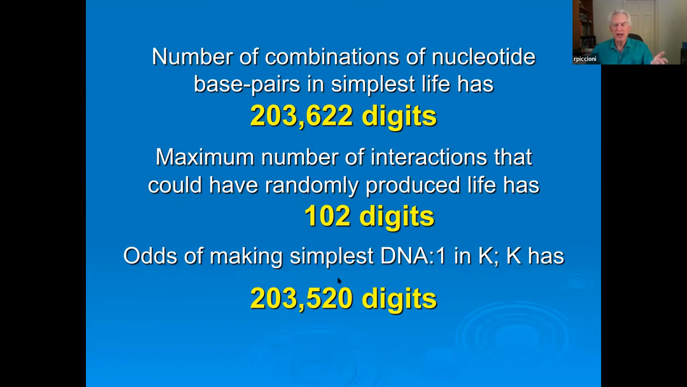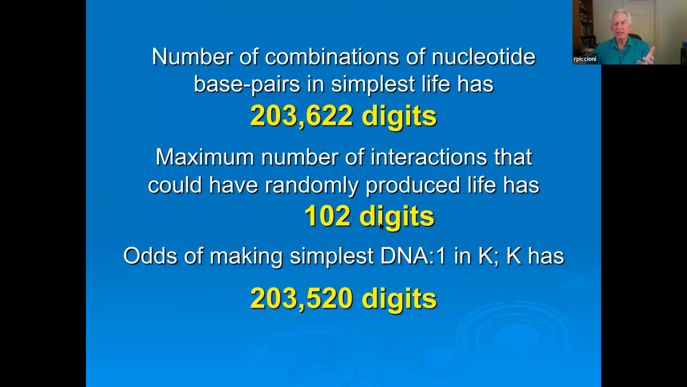And so the odds of making the simplest DNA, even once, anywhere in the entire universe, through any known chemical or physical process, the odds against that are 1 in a number that has 203,520 digits. In other words, you didn't change anything. This is a fabulously large number, and it's almost impossible to change it.